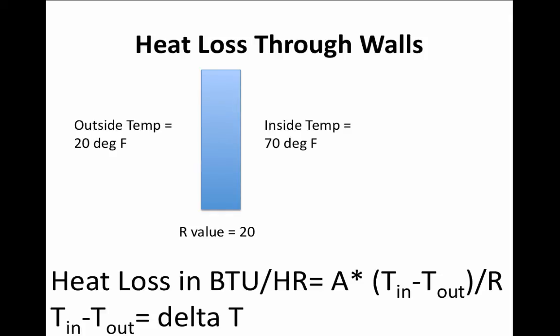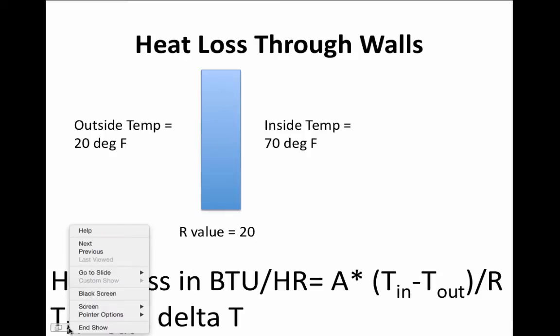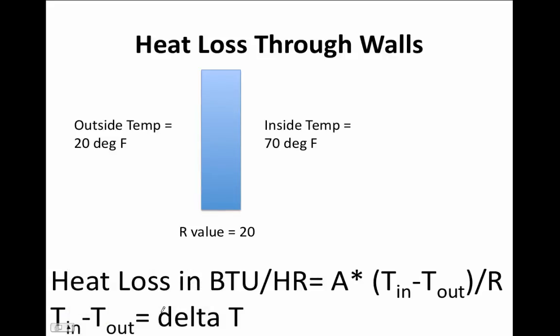If we think about heat loss through walls, let's say this is an example of a house and the inside temperature is 70 and the outside temperature is 20. Which way is the heat going to flow? Remember, heat always flows from warm to cold. So in this case, the heat is going to flow from inside to outside. And then it's going to be slowed by the insulation that's in that wall.